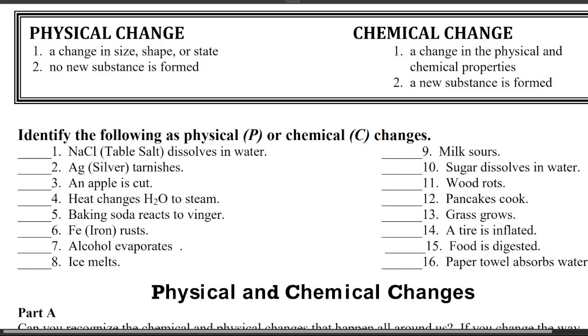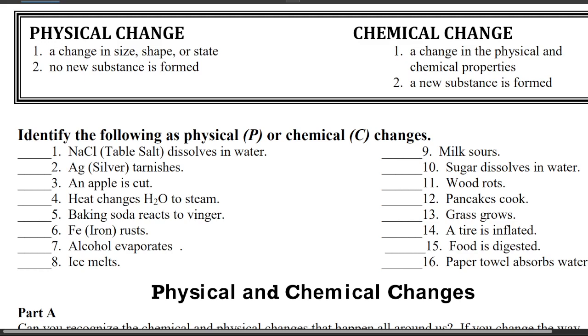So we're back to this page we worked on in the previous lesson. So now we're going to discuss changes. We have more shortened descriptions of physical and chemical changes. So we're going to go ahead and label each of these as either physical or chemical changes, just as some examples.